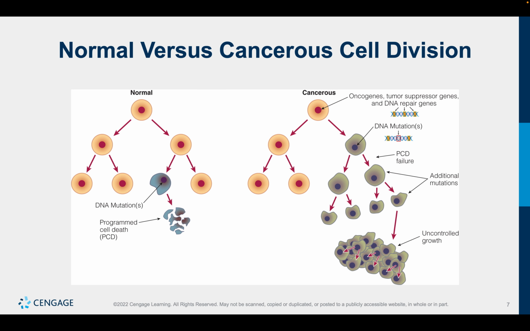And here's an example of normal versus cancer cell division. On the normal side, you see how these cells start to duplicate. However, when there is a mutation, your body's programmed cell death process kills or destroys the abnormal cell. However, when there is not the ability to stop or destroy the error on the mutated cell, then they start to duplicate, and that is when cancer occurs.